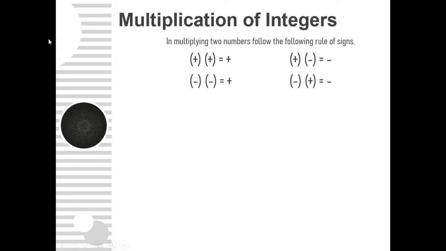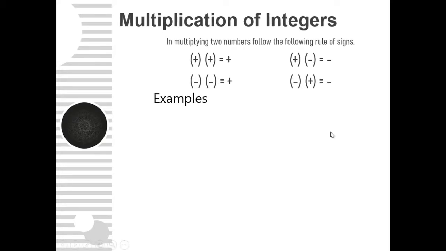So if you are multiplying two positive numbers, the answer is positive. If you are multiplying two negatives, the answer is still positive. But if you are multiplying unlike sign integers, two different sign integers, the answer is negative. So again, two numbers only. This is applicable to two numbers only.